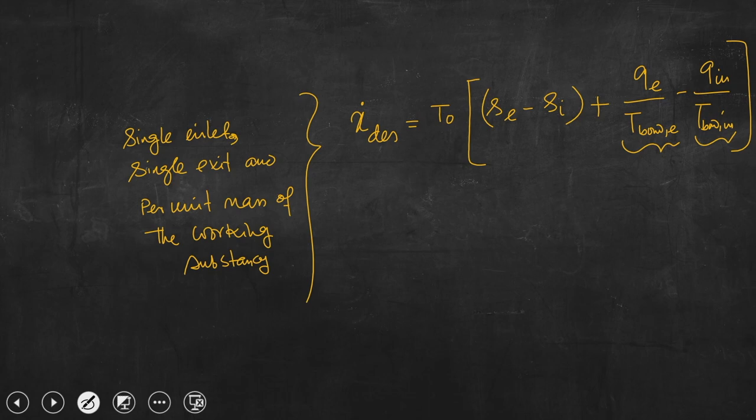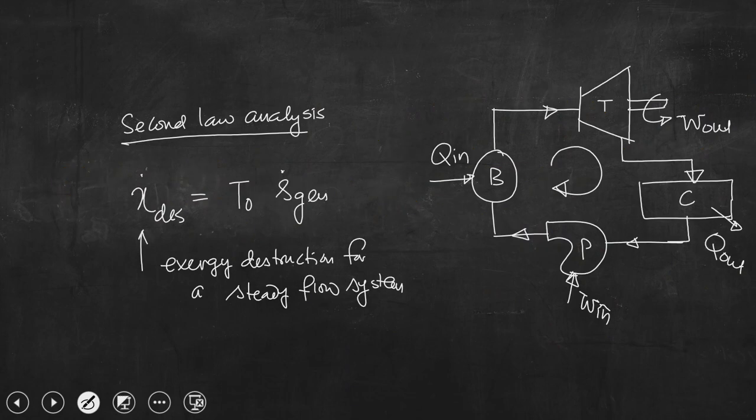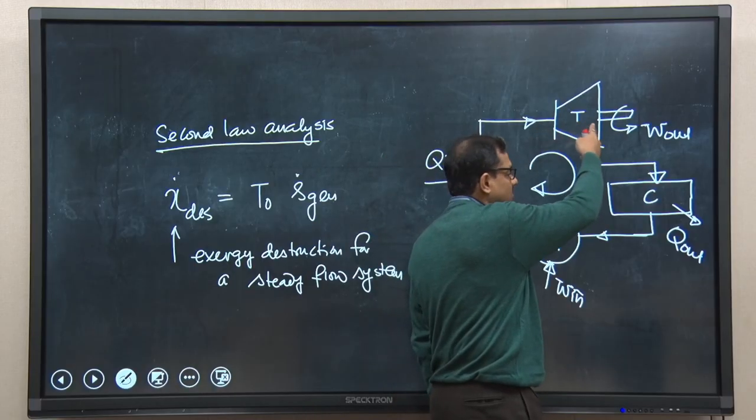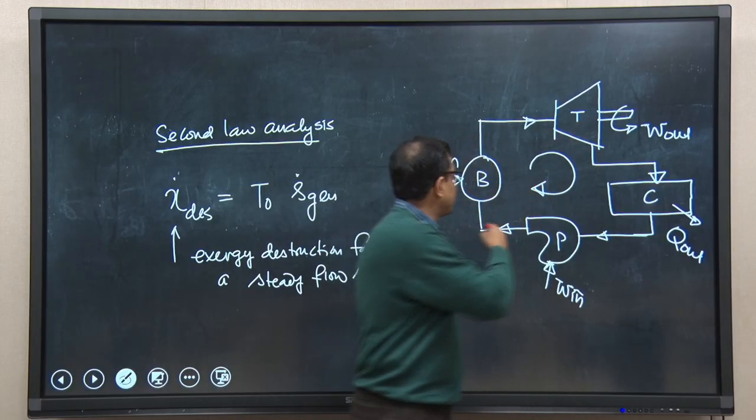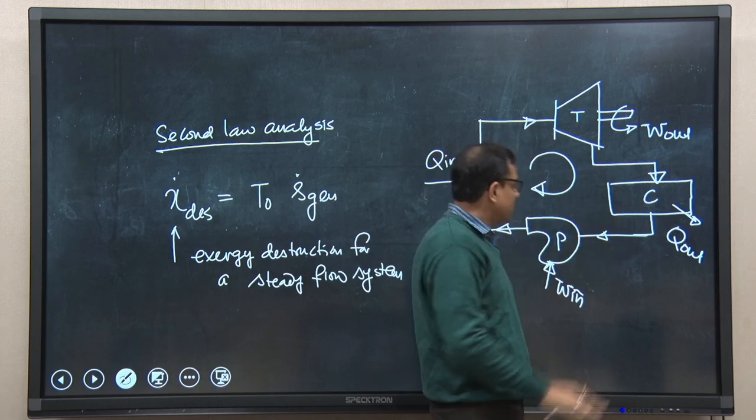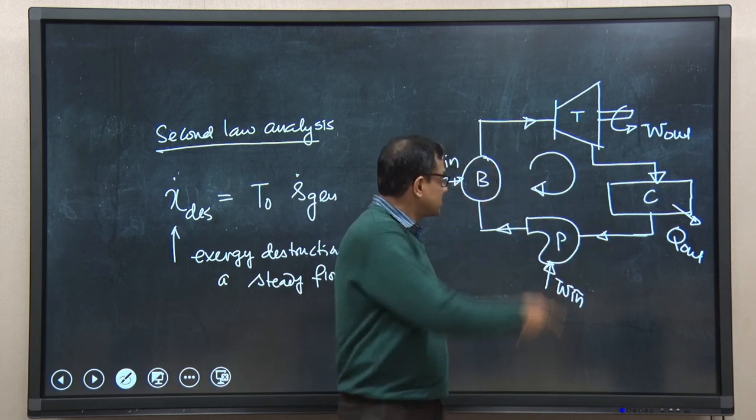If you would like to write this for a cycle, because if we go back, this is the cyclic process. It is not that we are focusing only on the boiler, or only on the turbine. If you would like to focus on the boiler and turbine, that you have studied, but we are focusing on the cycle.